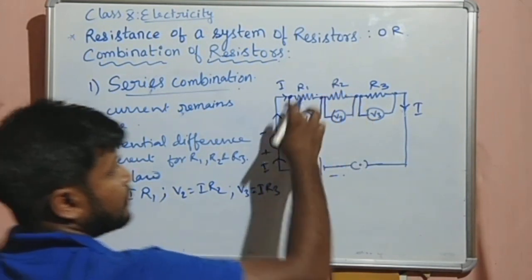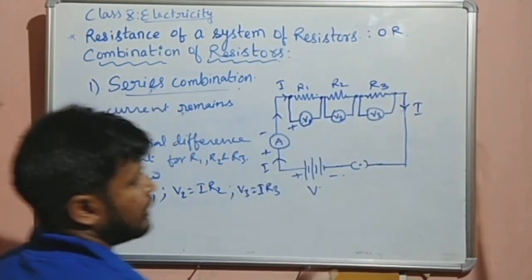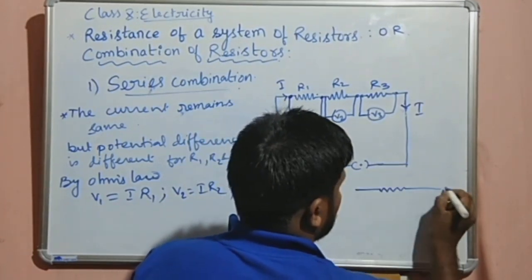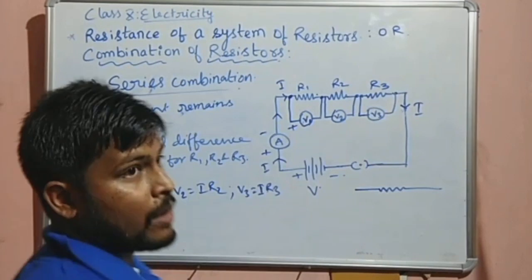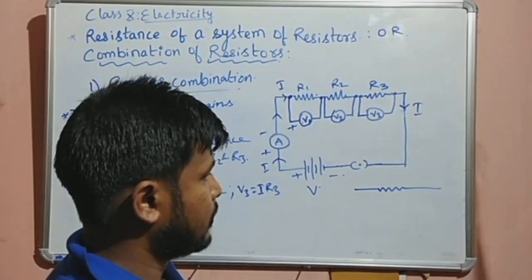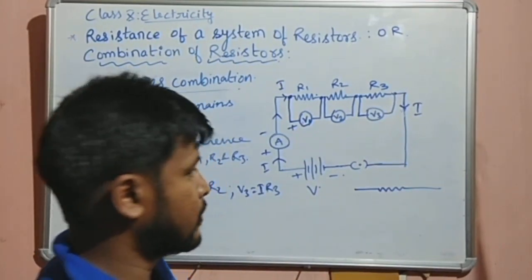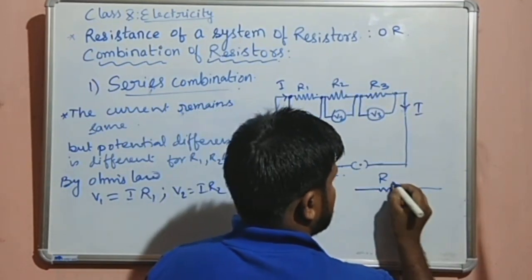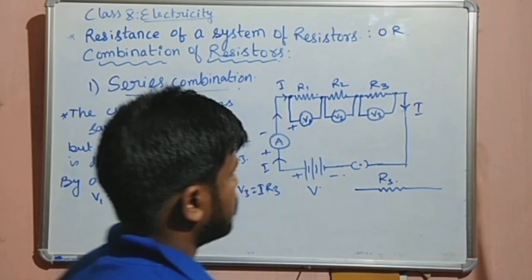If I remove these three resistors and connect one single resistor whose value is the sum of the three resistors, we call it the equivalent resistor, equivalent to these three resistors. So I write it as, suppose, RS.